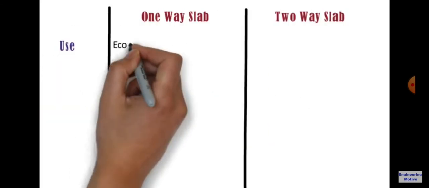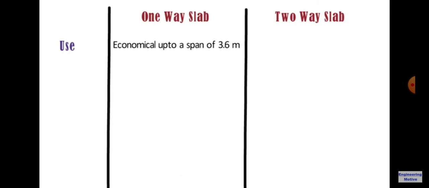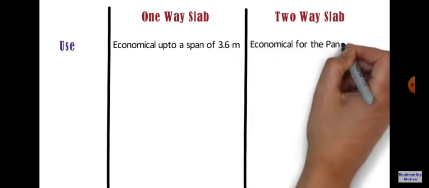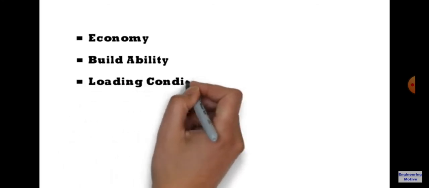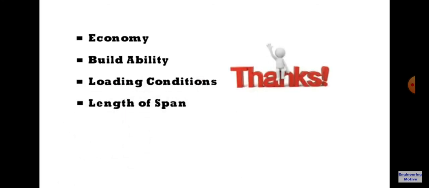Uses. One-way slab is economical up to a span of 3.6 meters, and in case of two-way slab, it is economical for panel sizes up to 6 by 6 meters. So it is economy, buildability, loading conditions, length of span. It is based on all these things.